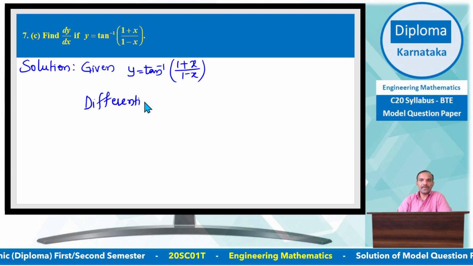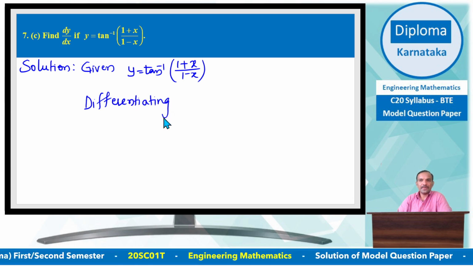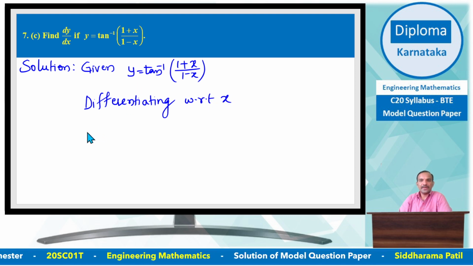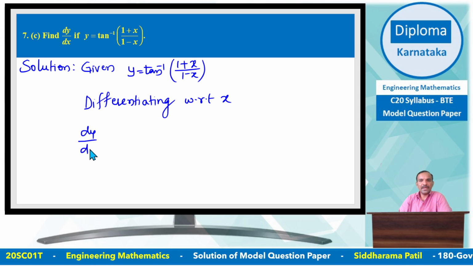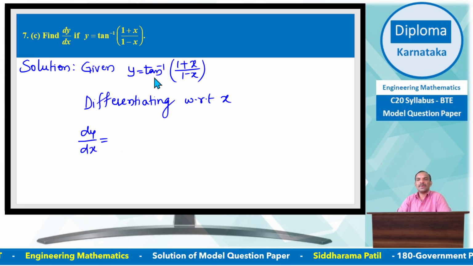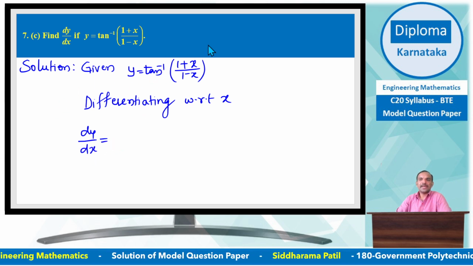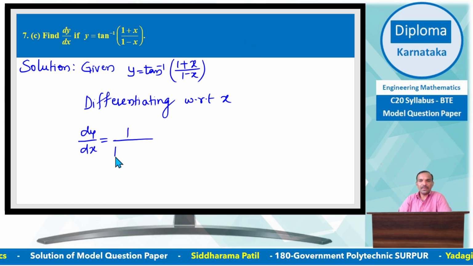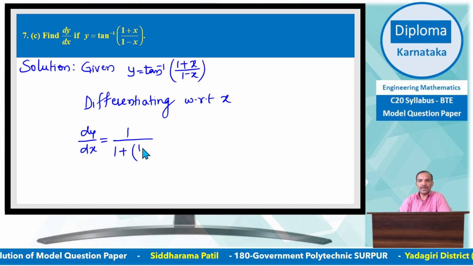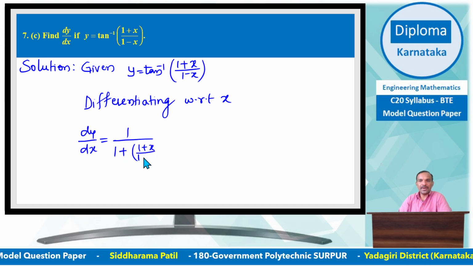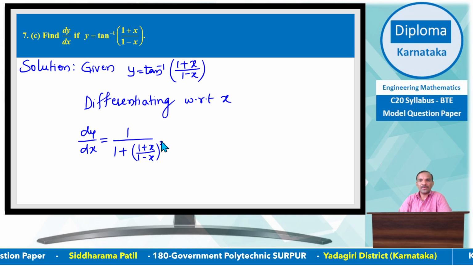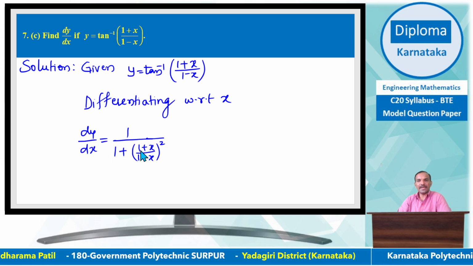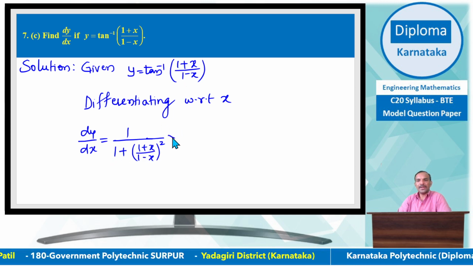Differentiating with respect to x. What is y differentiation? It is dy by dx. Here you have to use the chain rule. First, the tan inverse formula, which is 1 by 1 plus x square, that becomes 1 by 1 plus ((1 plus x) divided by (1 minus x)) whole square. It is a tan inverse formula. Tan inverse formula is 1 by 1 plus x square; in place of x, it is the bracket, into the chain rule.